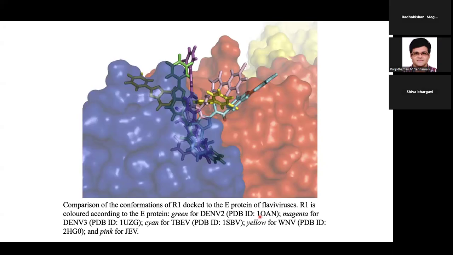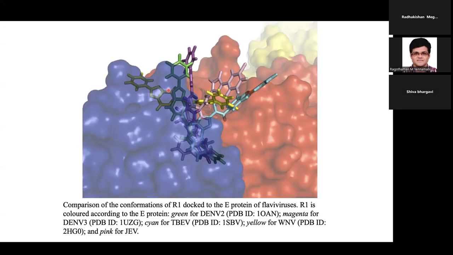Anyone? This is the surface representation. So this is the cavity R1, and in that R1 is bound with, and you can see the differences between the various flavivirus envelope protein comparison with dengue. So there are a lot of variations in which it is binding to other flaviviruses. This is good and at the same time not so good.